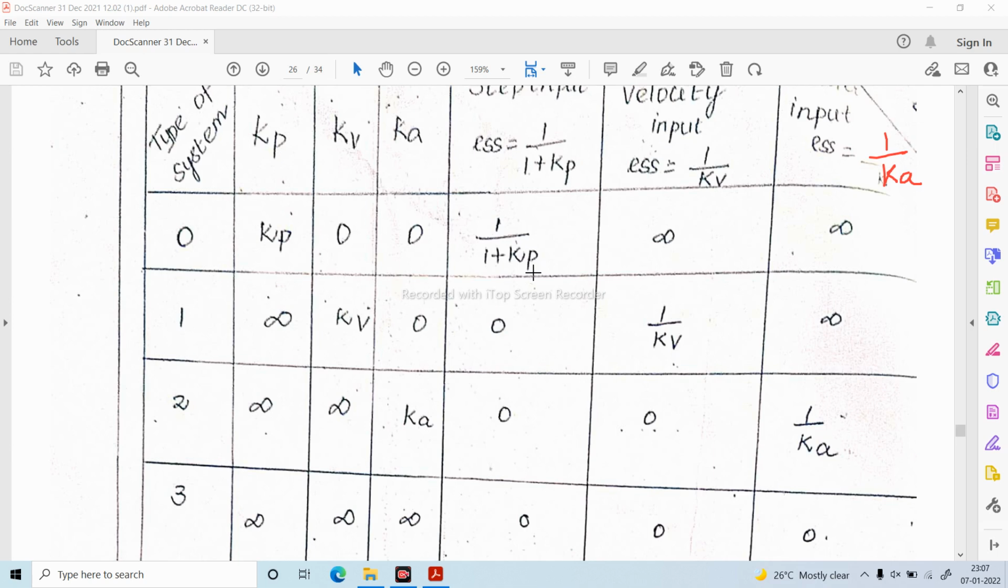Here ESS is 1 by (1 plus Kp), 1 by Kv, and 1 by Ka. And after 1 by (1 plus Kp) the value is infinity, infinity. The reason is 1 by 0. In this way you have to remember.